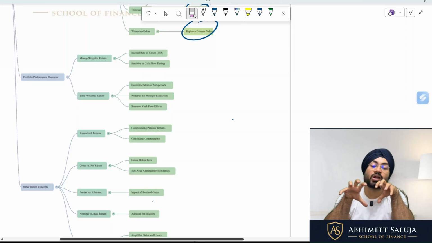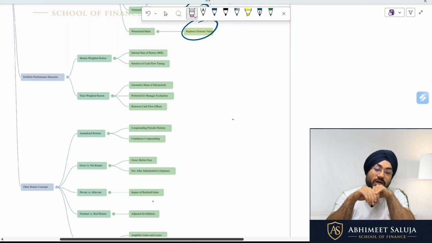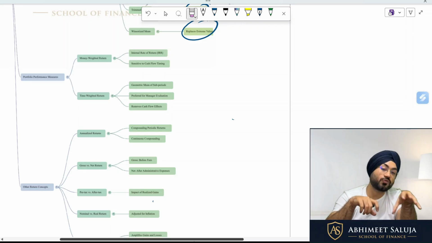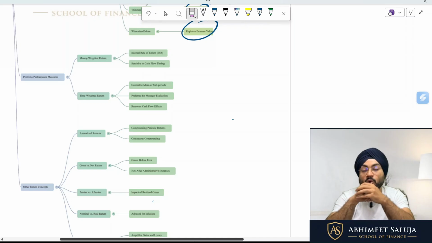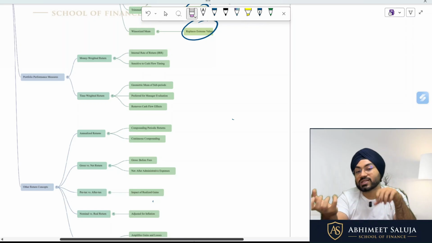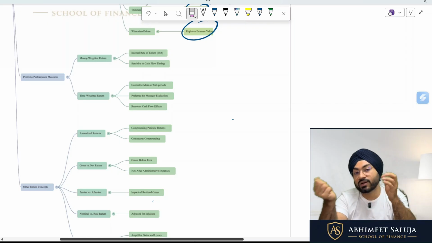So if you have control over the money, when you want to invest, when you want to withdraw the money, then we will calculate the money weighted return. Money weighted return for the portfolio's performance. So suppose the portfolio manager has control over when he wants to invest or withdraw that money, then we'll calculate the performance of the portfolio manager by money weighted return.